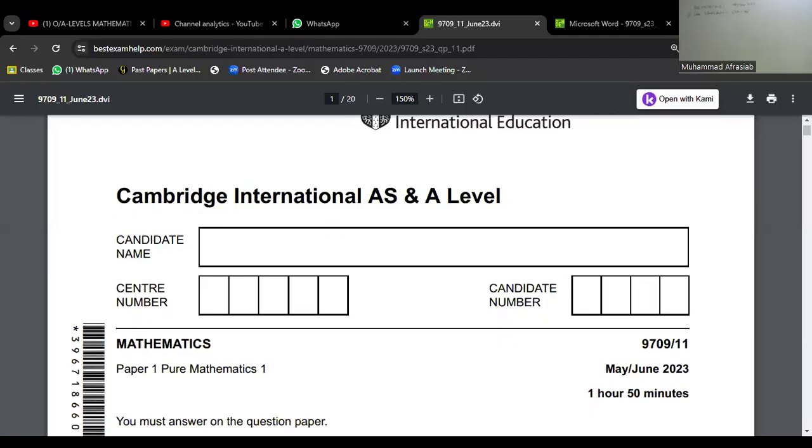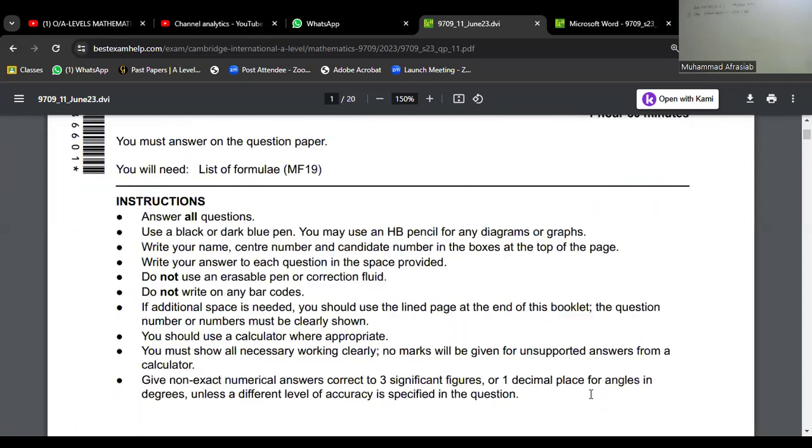We are starting now Paper 1 of this Pure Mathematics for the year 2023 May-June. The total time for this paper is 1 hour 50 minutes and the total marks for this paper is 75. We are going to solve questions one by one.